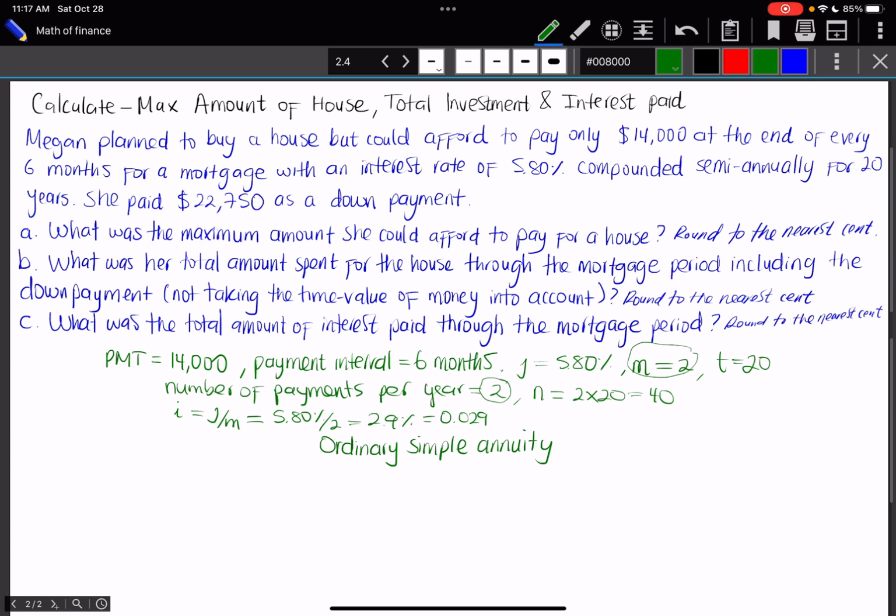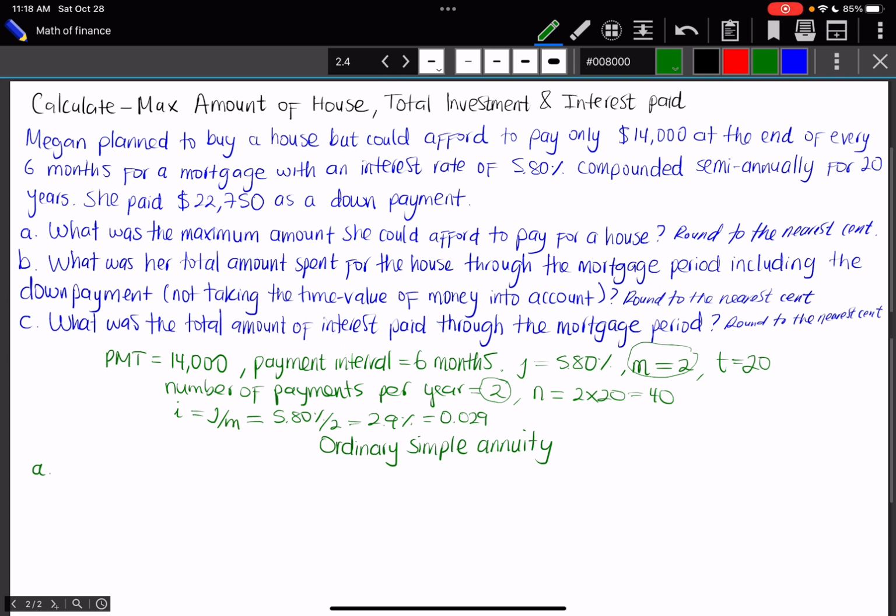Okay, so let's start with part A. We want to know the maximum amount Megan could afford to pay for a house. That maximum amount comes from finding the present value of the annuity. We want to know how much she could afford to pay for the house, given all the information that is given in the statement.